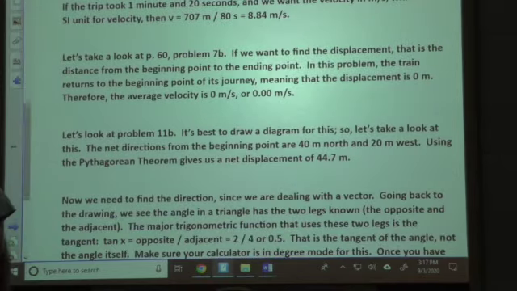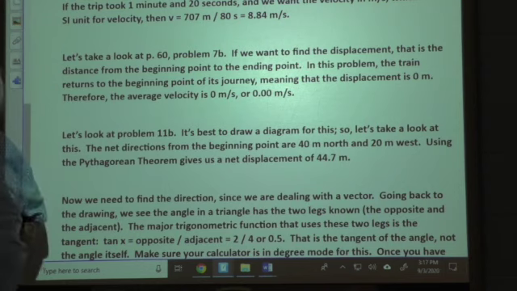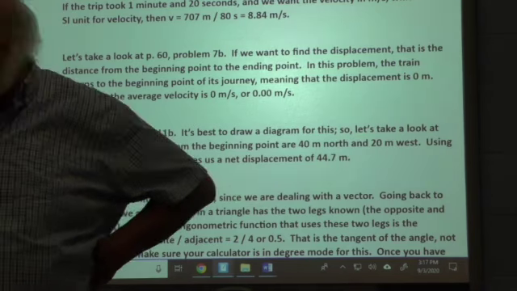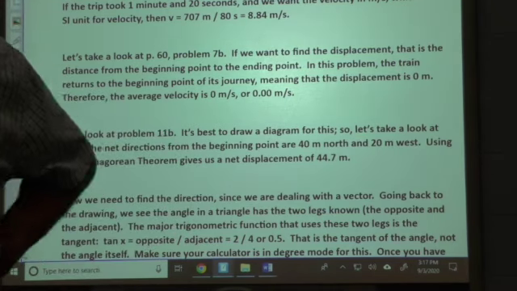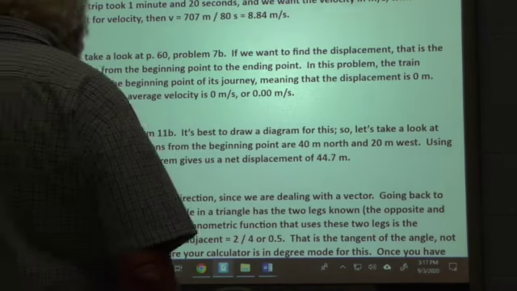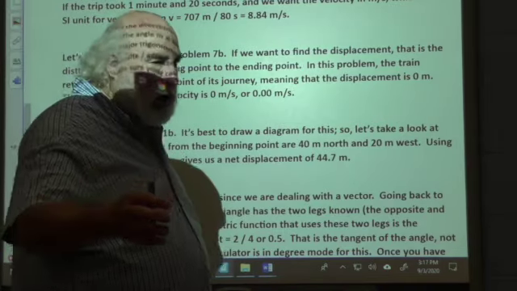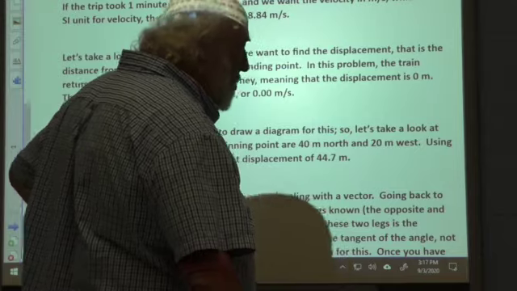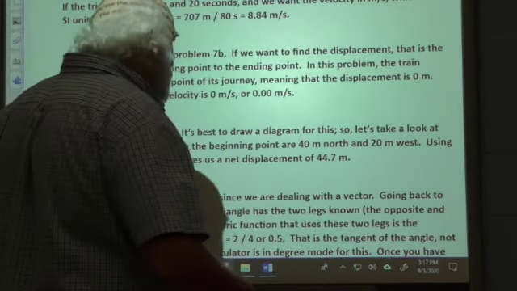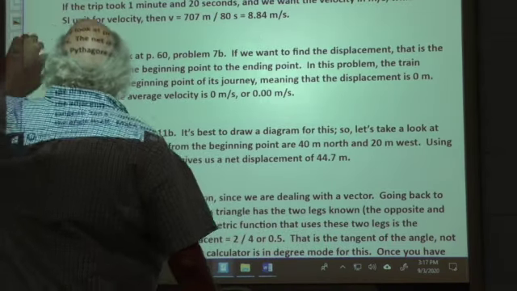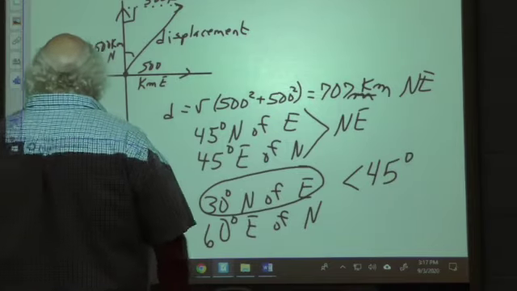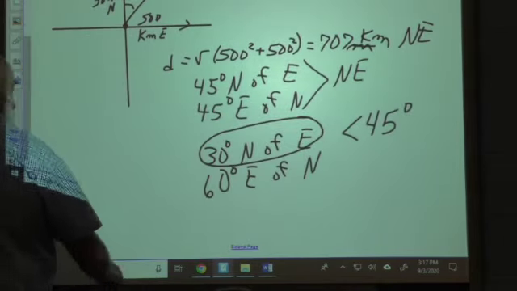All right, so let's take a look at problem 7b, page 60 now. 7b was that train problem we did yesterday, in which we dealt with the scalar version of it. And that's when it went 300 kilometers one direction, 300 kilometers the other direction, so it traveled a total of 600 kilometers. So let's take a look at that problem from a vector point of view.